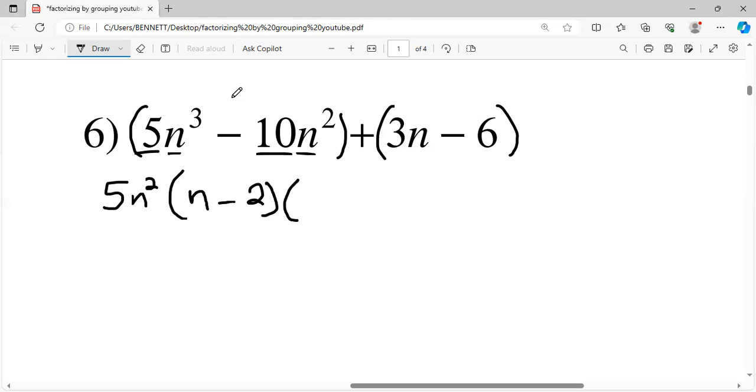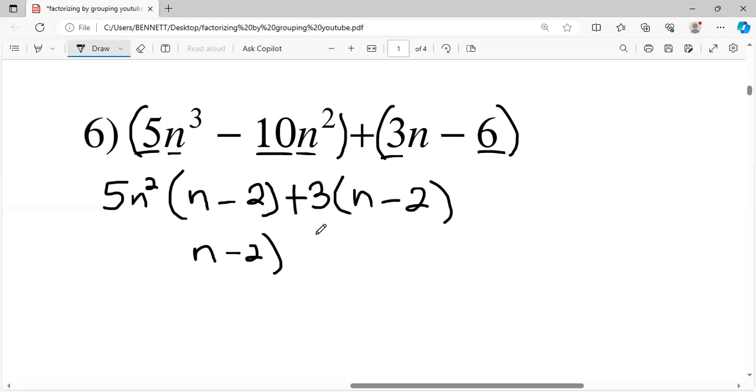We now have the plus, so we put back our plus. We'll take out the highest common factor, which would be, what's the highest number that can go into 3 and 6? Somebody put that in the comment section. Alright, that would be 3. And then we divide 3n by 3, which would be n. Negative 6 divided by 3 would be 2. So here we have it. We have n minus 2. And we have what's outside the bracket, which is the 5n squared and the plus 3.